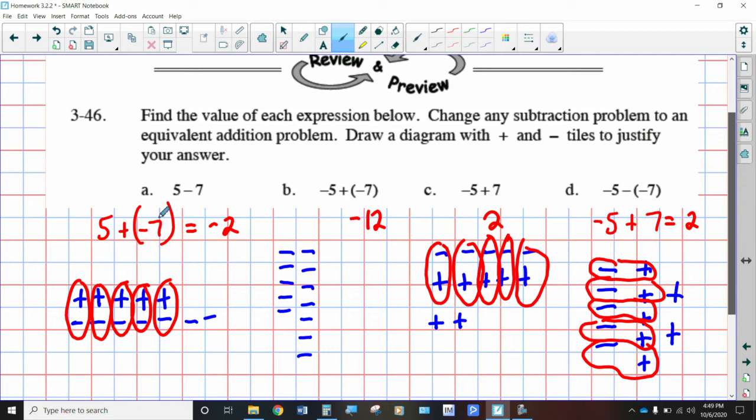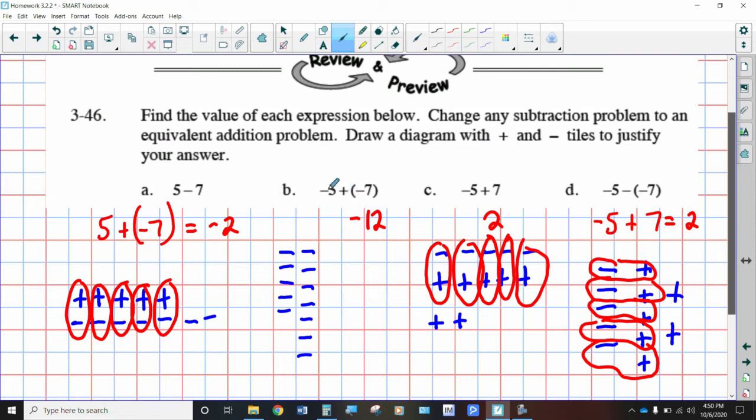7 has a larger absolute value than 5, so you're going to keep your negatives. But as I like to say, you've got more negatives than positives, so you're going to have negatives left over. Here, -5 plus -7, all negatives. So just put them all together and you got a total of 12 negatives there.